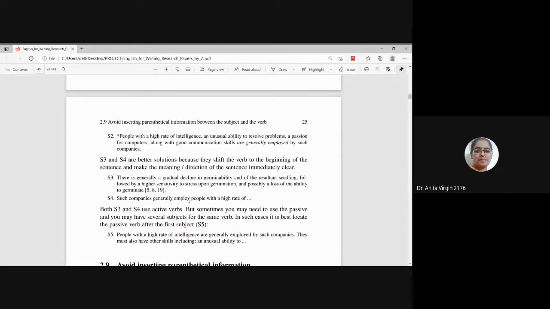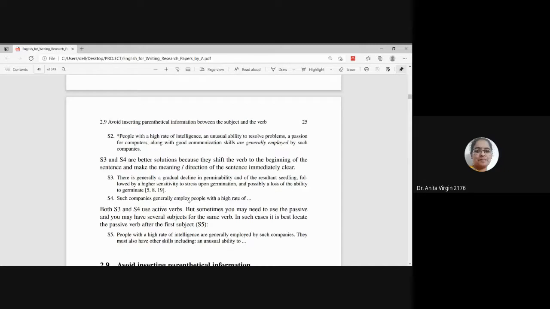Okay. So now if we just come to S3 and S4, we have better solutions for the sentences that we had earlier. Okay. So this is how it is just given. There is generally a gradual decline. So you can see that this verb is just coming to the front along with the subject. Okay. So if it is a little closer to the subject, then it will be more clear. So that is what we say.